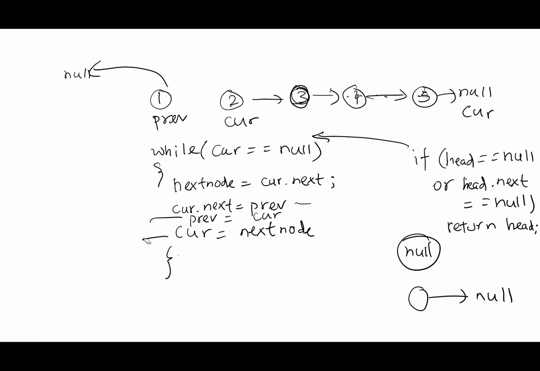Current is still not empty. So I am going to save the next node, which is current.next. And then I set the current.next link to the previous, and then change this to previous and this one to current. I'll keep on doing this until my current reaches the end, and then I'm done. So this is the iterative solution.